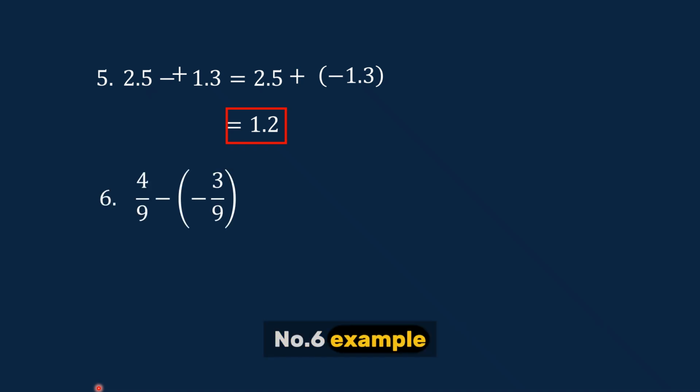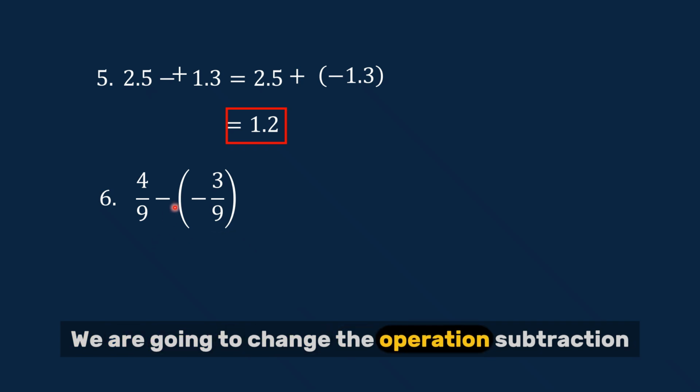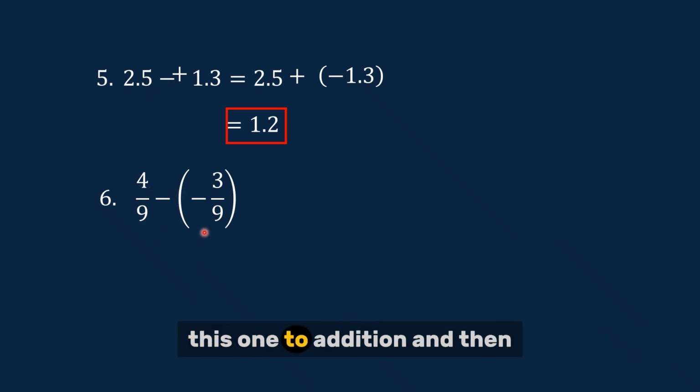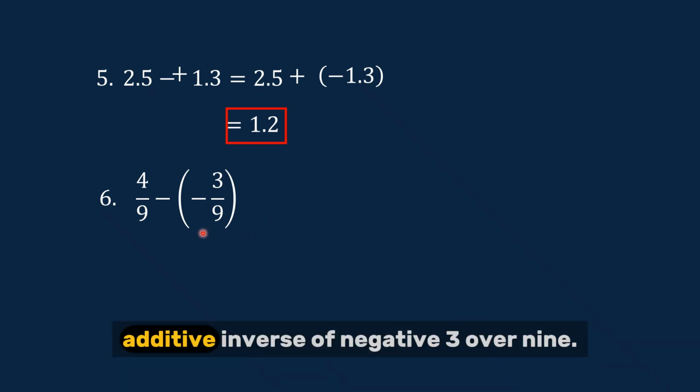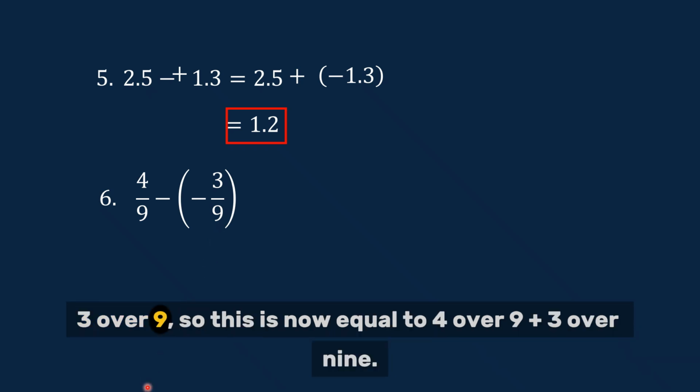Number 6 example. 4 over 9 minus negative 3 over 9. We are going to change the operation subtraction, this one, to addition. And then we are going to add the additive inverse of negative 3 over 9. The additive inverse of negative 3 over 9 is positive 3 over 9. So this is now equal to 4 over 9 plus 3 over 9.